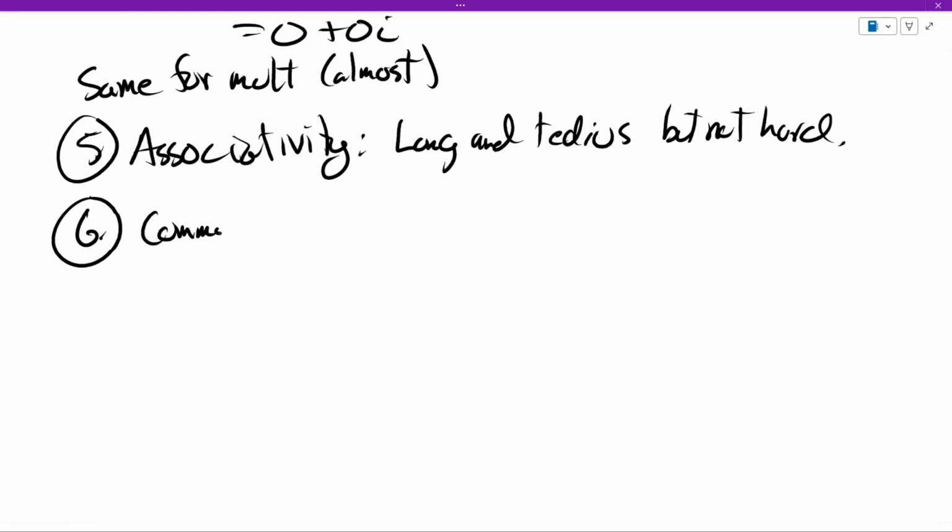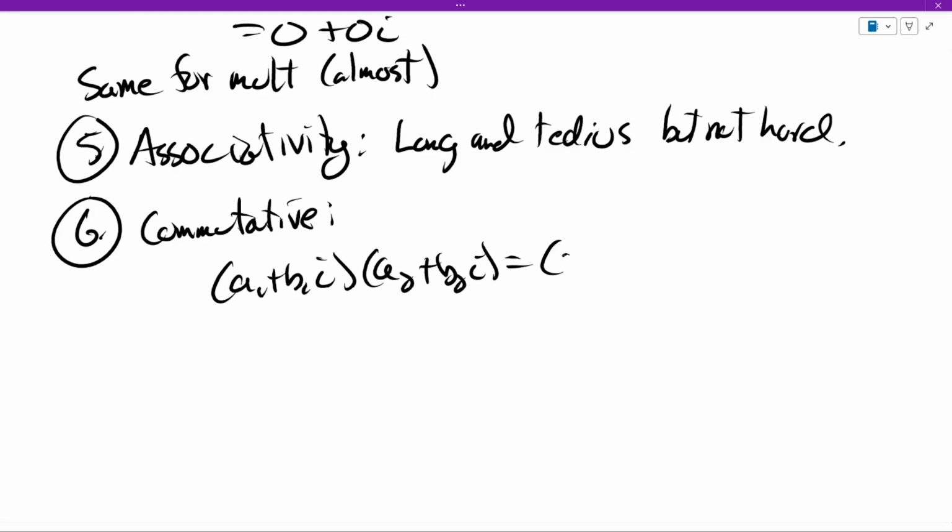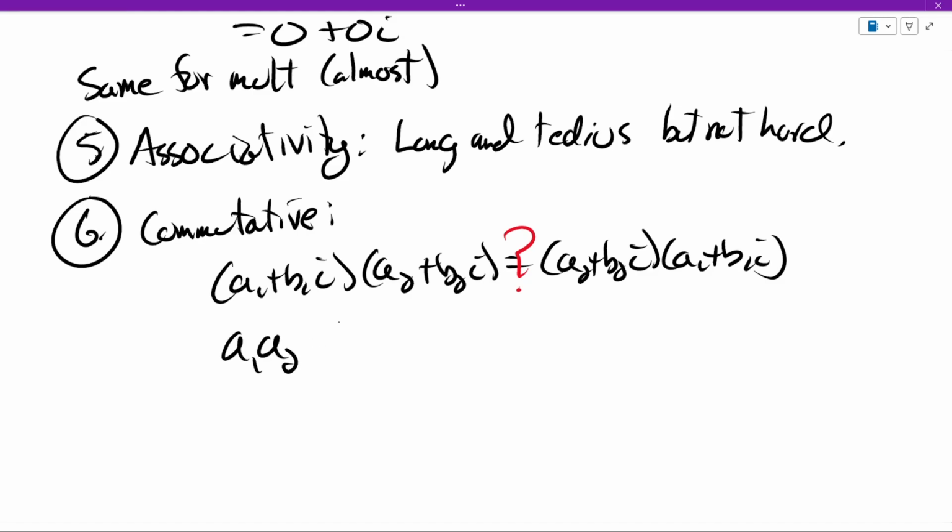Commutativity I will do. So (a1 + b1i)(a2 + b2i), we have to ask, is that the same as (a2 + b2i)(a1 + b1i)? Let's put a question mark to indicate we don't know. The rule is multiply the real parts, subtract the product of the imaginary parts, and then the sum of the cross terms is the new imaginary part.